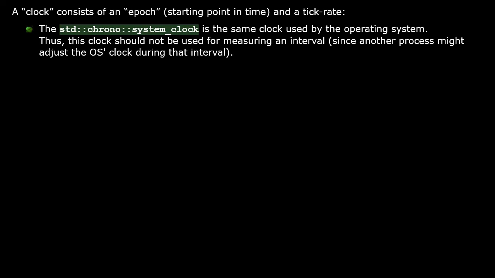In C++, one kind of clock is called the system clock. This is the same clock that's used by the operating system. Thus, you should not use this clock for measuring an interval, because another process could come along and adjust that clock.